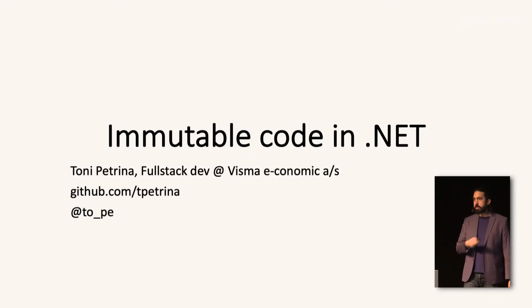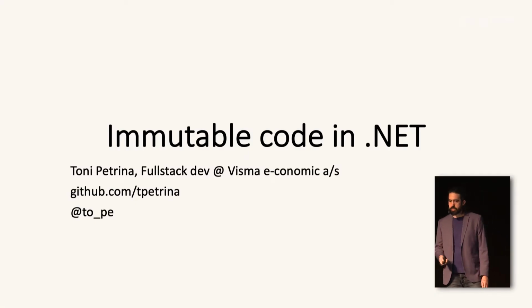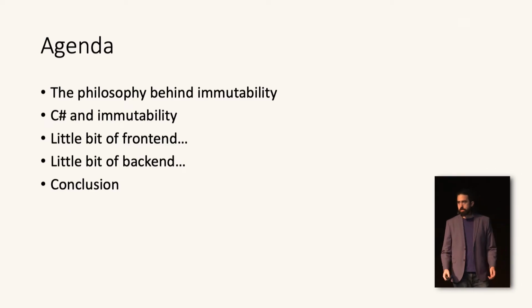If you want to reach me, here's some information, but let's get started. Today's agenda is to talk a little bit about philosophy: why immutable, why now, why all the talking about that. Then I'm going to jump into C# and show how to do immutability in C#. Then I'm going to talk a little bit about frontend, aka the client development, and mention how immutability can be done on backend, and hopefully we'll reach some kind of conclusion, which I already have, so you're just going to share with me.